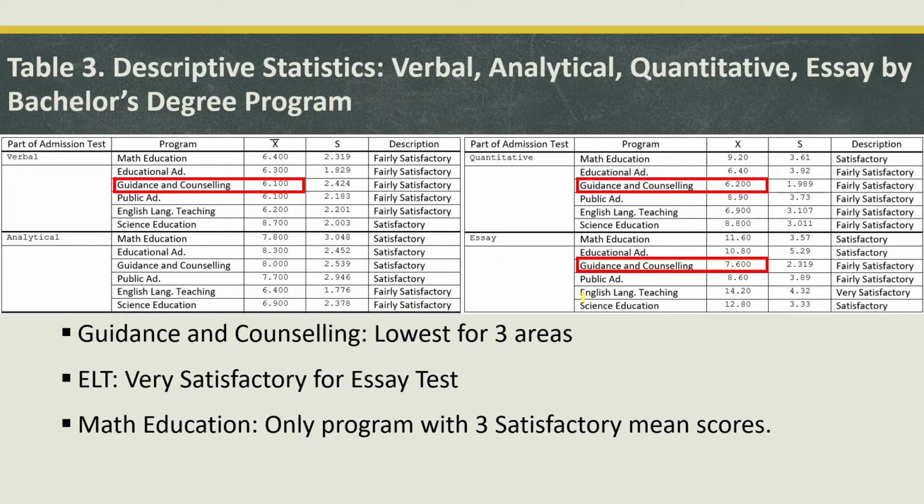Another important piece of information we can get here is that the English language teaching course got a very satisfactory score for essay. As we can observe, English teachers are really good with their writing skills and explaining themselves. And another one is that the math education program is the only program with three satisfactory mean scores, which means that even though they don't get the highest score, they are mostly consistent with their scores. Most are satisfactory. The other scores I did not include, since these are the most significant scores based on the mean and standard deviation.